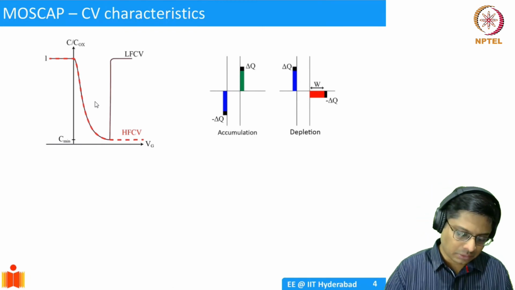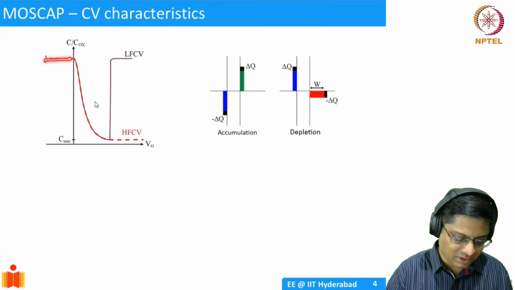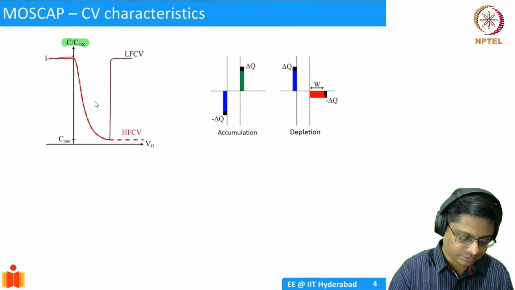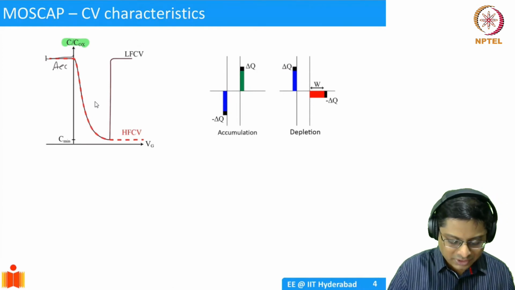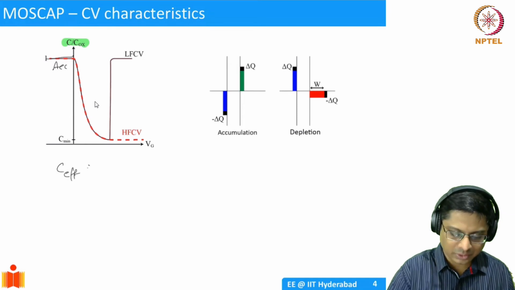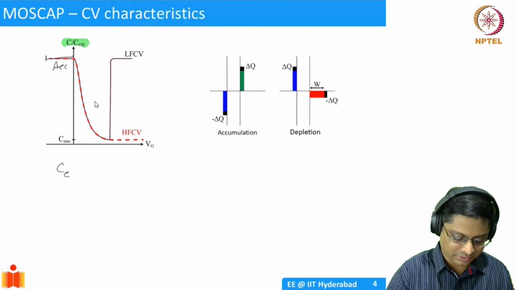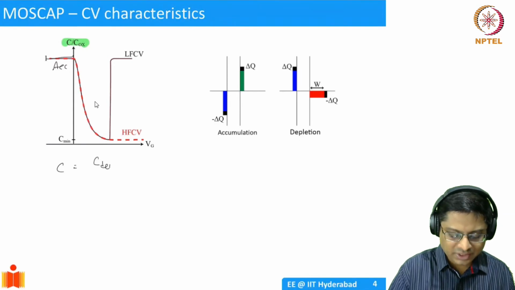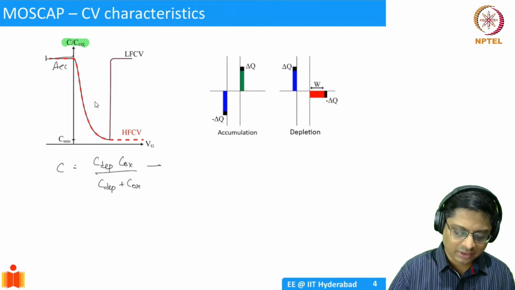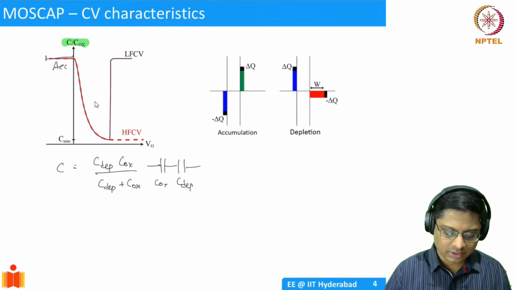Okay, so in accumulation we saw that it's purely geometric capacitance, this Cox. So when we plot C by Cox, it's going to be 1. Okay, in accumulation. When we go to depletion, C effective, or whatever C you want to call it, let's just call it C. Right? C is simply C depletion times Cox divided by C depletion plus Cox. Because we have two capacitors in series right here, Cox and C depletion.